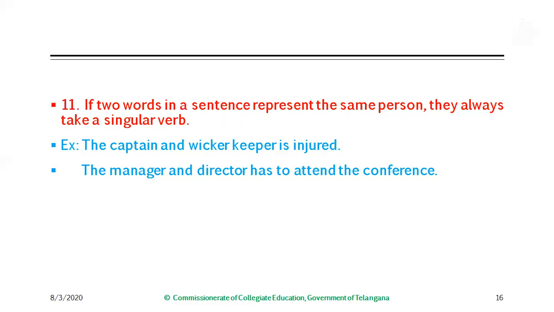In the same way, the manager and director has to attend the conference. Who has to attend the conference? The manager and director. Only one person is there. Here, he plays different roles as manager and director. He has to attend the conference. Here, if two words in a sentence represent the same person, they always take a singular verb.